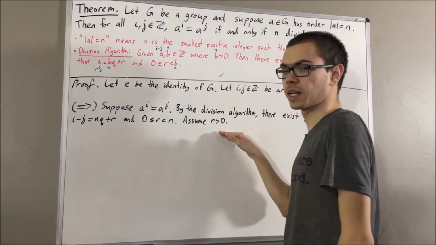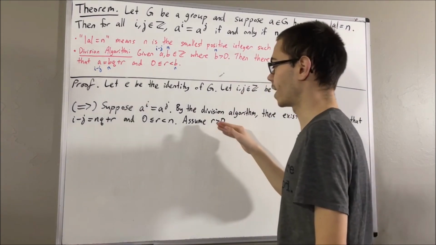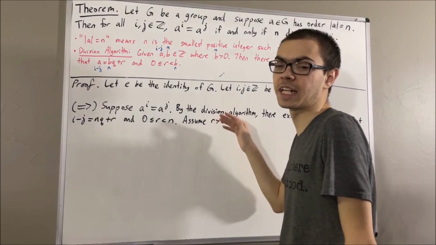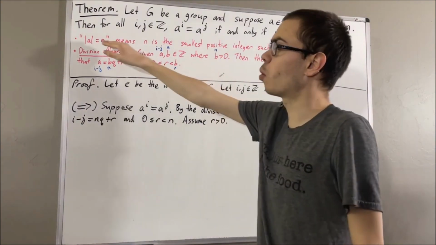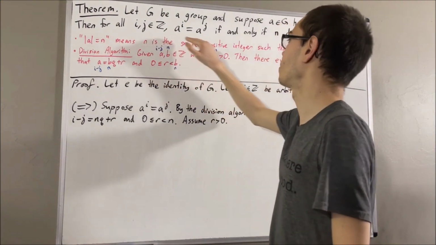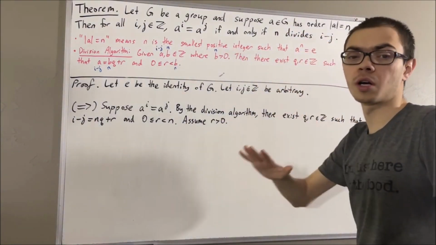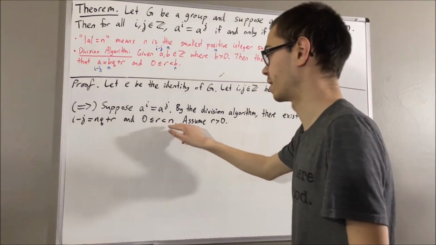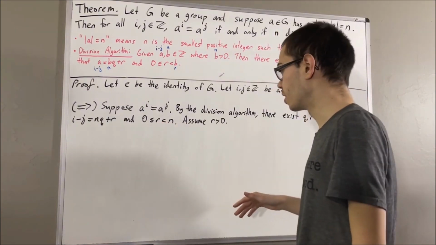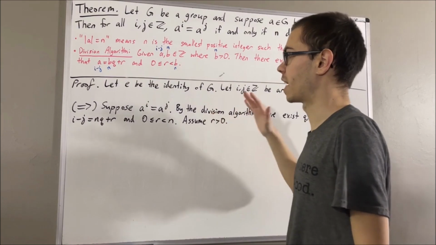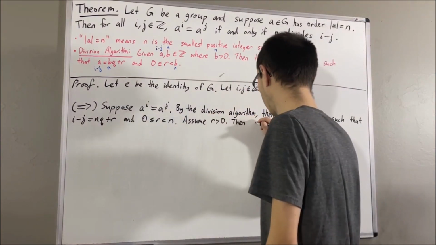What goes wrong in this case? Well, the claim is that we can show that a to the power of r is equal to the identity element. But since n is the order of a, that means n is the smallest positive integer with this property. So that will imply n is less than or equal to r, which contradicts the fact that r is less than n.